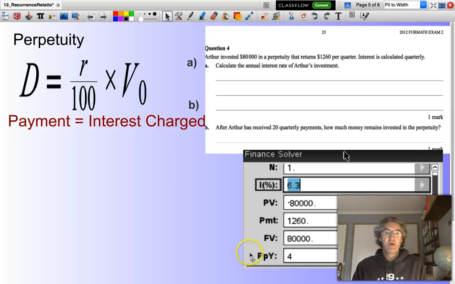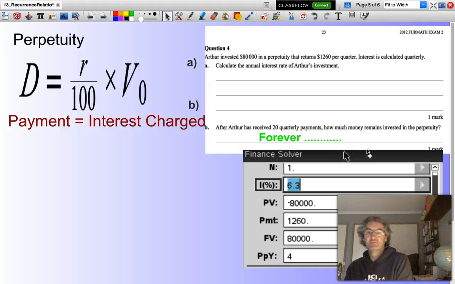Part B of this question is a very, very common sort of question. After Arthur has received 20 quarterly repayments, how much remains invested in the perpetuity? Well, I think I've mentioned this a few times, but the answer is forever. He will always have $80,000 in that perpetuity.